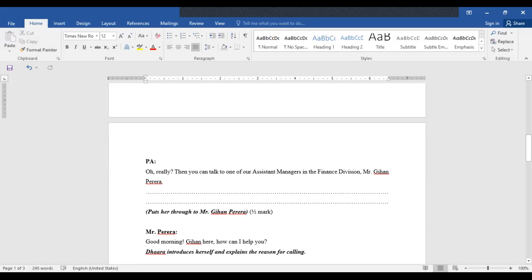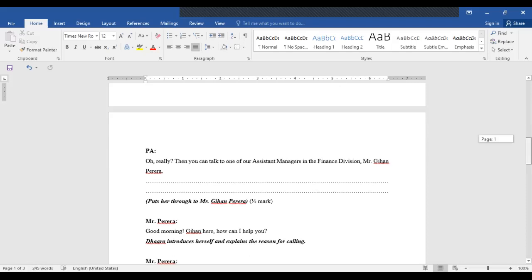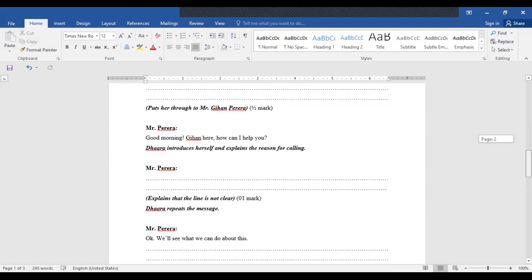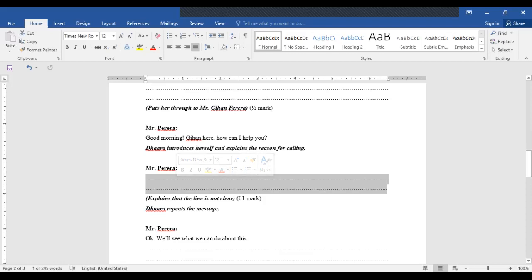Then the personal assistant puts her through to Mr. Gihan Pereira. So what are the sentences that can be used when you need to put someone through to another person through a telephone call? Then Mr. Pereira says, good morning, Gihan here, how can I help you? Dara introduces herself and explains the reasons for the call. Then what Mr. Pereira says, you have to use the information in the brackets and say what Mr. Pereira has to say. Explain that the line is not clear.